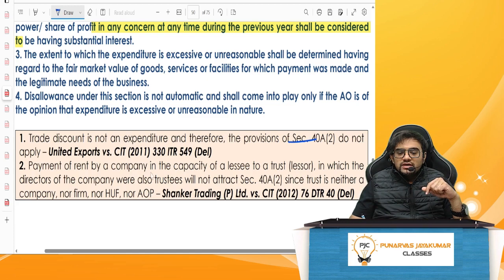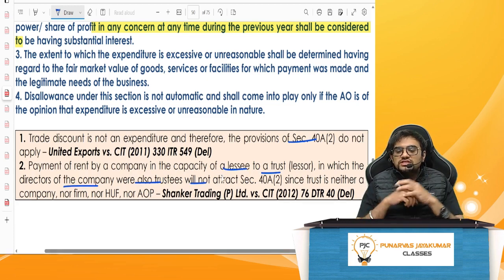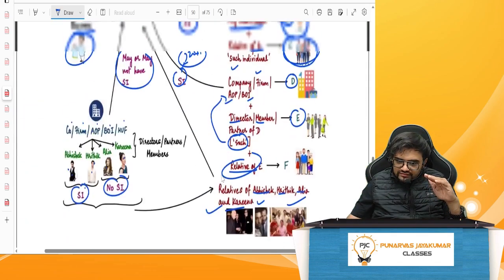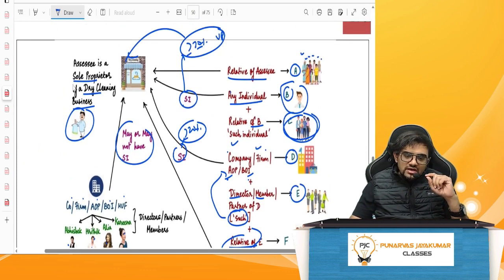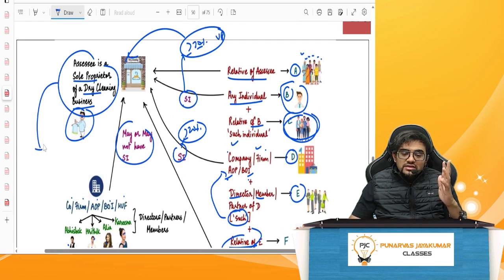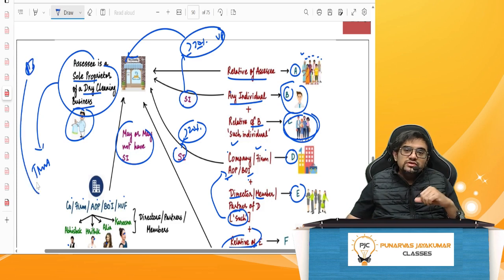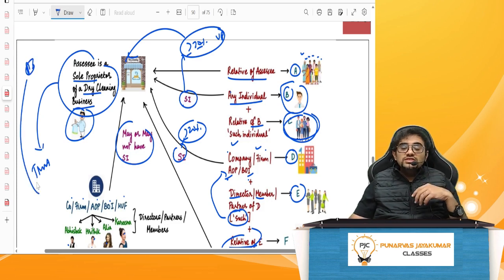Payment of rent by a company in the capacity of a lessee to a trust in which the director of the company is also a trustee will not attract 40A(2). Guys, see here in this list, we have never seen anything with respect to trust. We only saw company, firm, AOP, BOI. So in this case, a company was paying some amount to a trust in which the directors of this company are also trustees. Is it 40A(2)? No, trust is not covered.